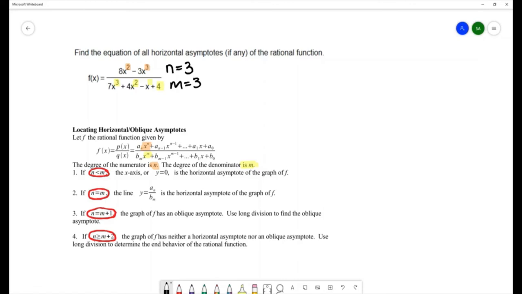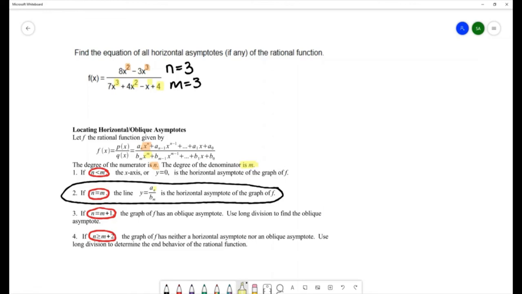So since we have the degree of the numerator being 3 and the degree of the denominator being 3, that means that we're dealing with this second case of finding the horizontal asymptote. And in the second case, the line y equals a sub n over b sub m is the horizontal asymptote. Now a sub n and b sub m are the leading coefficients. These are the coefficients that are attached to those highest degree terms.